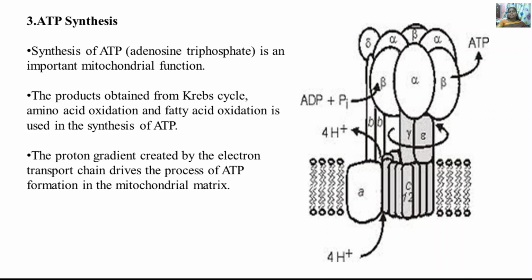The third function is ATP synthesis. As I told you earlier, the synthesis of ATP is an important mitochondrial function. So this is the structure of ATP synthase. You have different subunits, that is alpha, beta, gamma, delta. It is a lollipop-like structure. The products obtained from the Krebs cycle, and from amino acid oxidation or fatty acid metabolism, are used in the synthesis of ATP. The proton gradient created by the electron transport chain drives the process of ATP formation in the mitochondrial matrix, which is responsible for all the other activities which require energy.